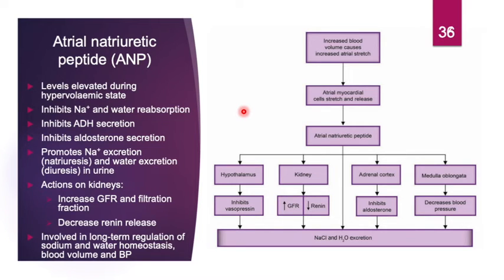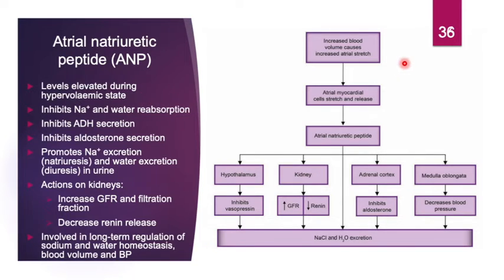Opposite to the action of angiotensin II, there are also hormones that lead to increased sodium and water excretion. One of these hormones is atrial natriuretic peptide, or ANP. It is released by cardiac atrial muscle fibers. Elevated levels of ANP are found during a hypervolemic state, or increase in blood volume.